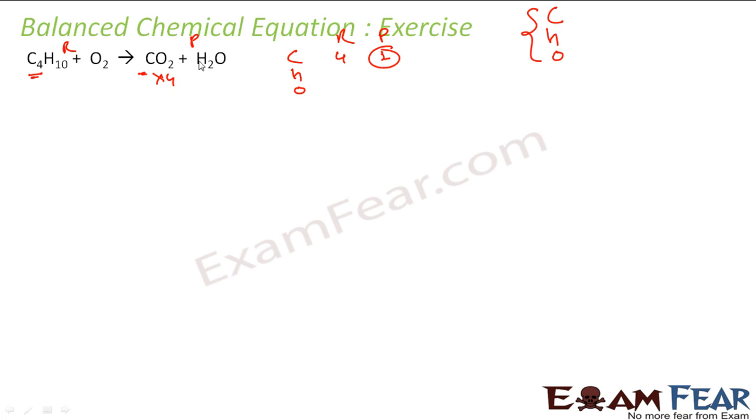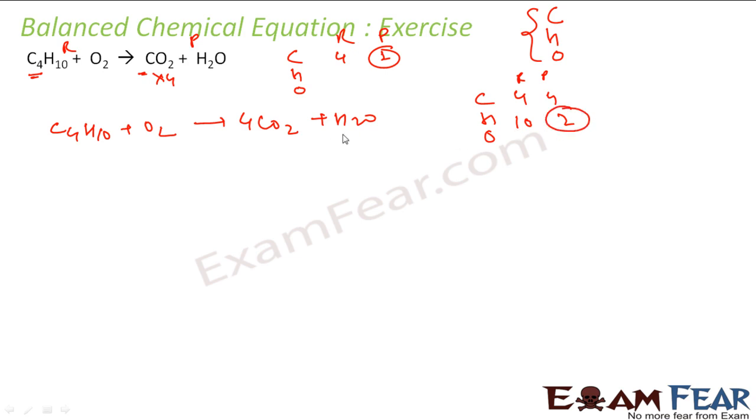So let's multiply this with 4. It becomes C4H10 plus O2 gives 4 CO2 plus H2O. Now let's again compare the numbers here. CHO, this becomes 4, and in the product we have 4. The carbon is balanced. Next is hydrogen. We have 10 here and 2 here. Correct? That means you multiply this with 5. So what you get is C4H10 plus O2 gives 4 CO2 plus 5 H2O.